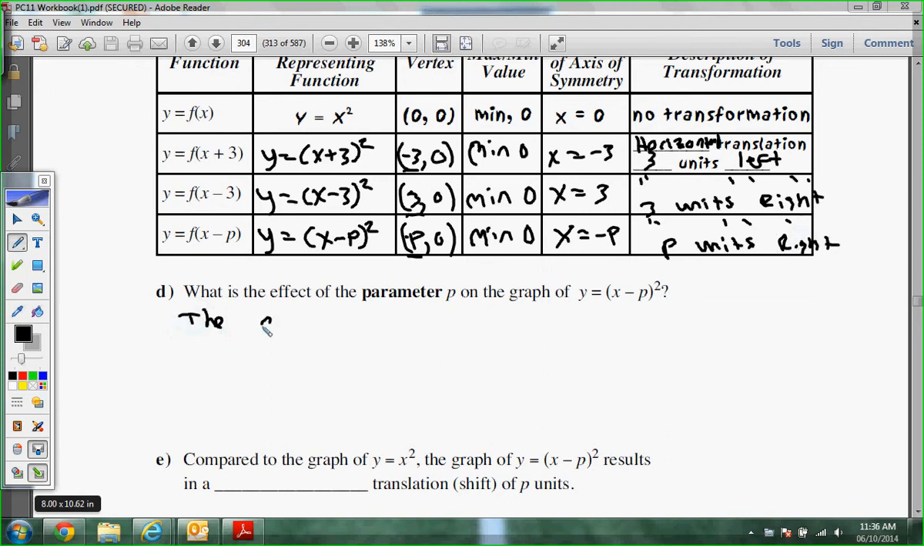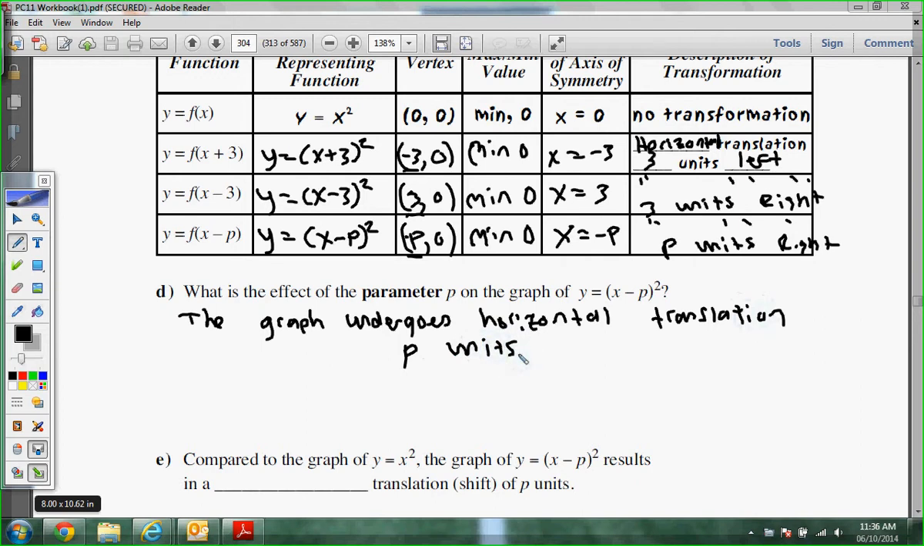Again, the graph undergoes horizontal movement, P units. I'll just leave it P units. That way you can just say if it's negative P, you can move left. I'm not going to say P units right there. Okay. Compare the graph y with x squared. The graph results in a horizontal translation. Again, just kind of hammering the point home. So P affects your graph horizontally. Okay. This right in there, P of the standard form. Got one little piece here I got to move up and get.